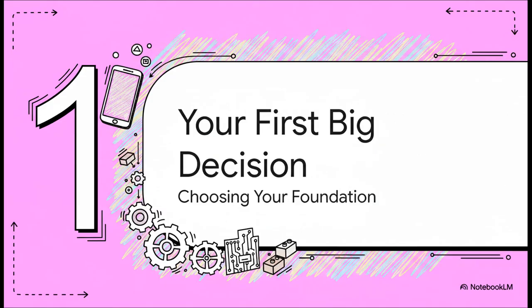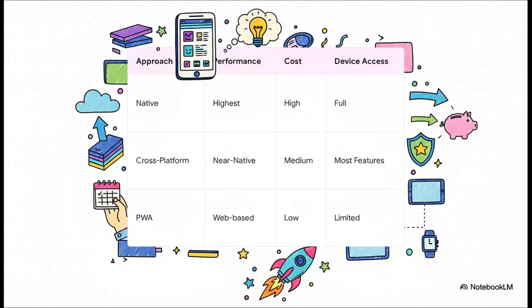Right? Before you even start dreaming about logos or cool features, you have to make a huge technical decision. I'm talking about the foundation of your app. This single choice is going to impact everything: your budget, your timeline, and how your app performs for its entire life. So let's break down the options. You've basically got three main roads you can go down.